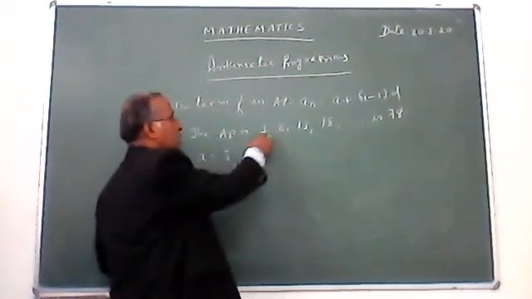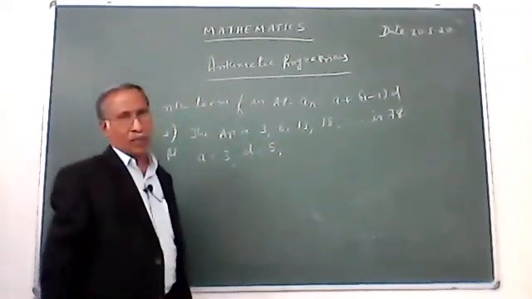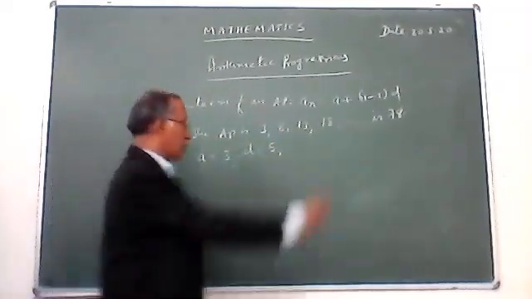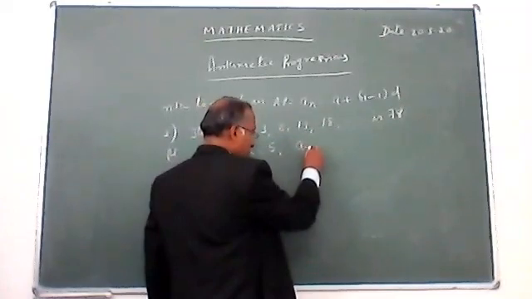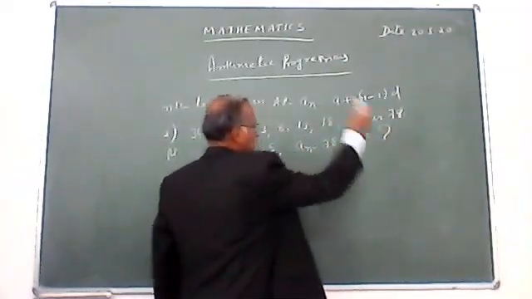8 minus 3 is 5. 13 minus 8 is 5. Anywhere the difference is the same. Therefore, the common difference is 5. They have given the last term, an is equal to 78. They asked us to find out the nth term.